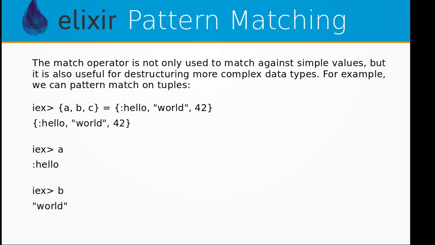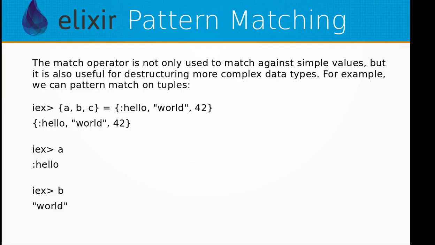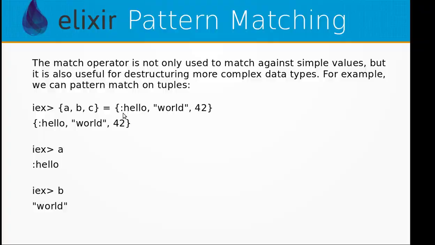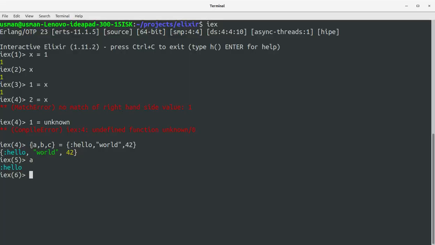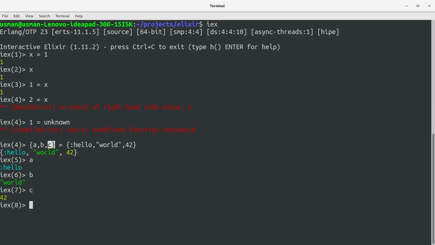For example, we can pattern match on tuples. So let's define a couple of tuples. {a, b, c} equals {"hello", "world", 42}. Okay, let's close the tuple. So we have hello, world and 42. Now let's type in a. We got hello, because if you look at the order of the values in the first tuple, the values are a, b and c. So what happened here is basically the second tuple's values were assigned to the variables in the first tuple. So hello was assigned to a, world was assigned to b and 42 is assigned to c. So if I say b, I get world, and for c we get 42.